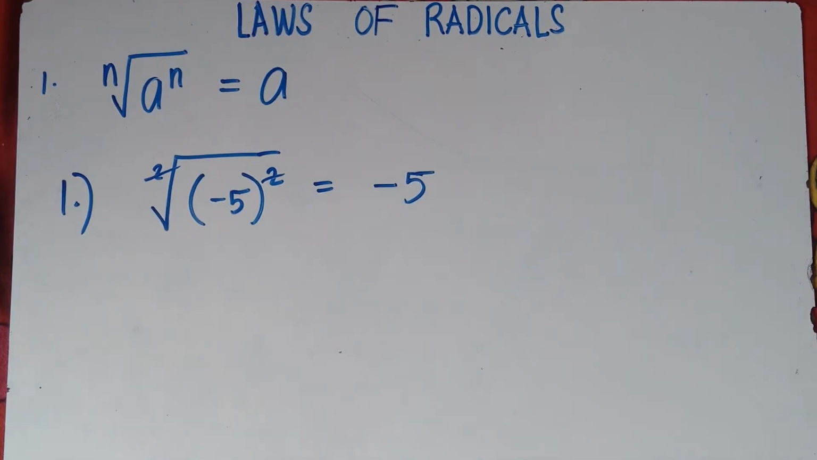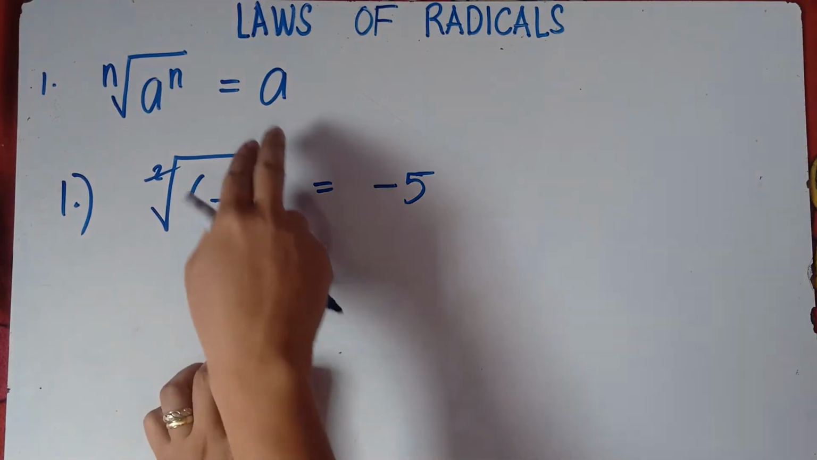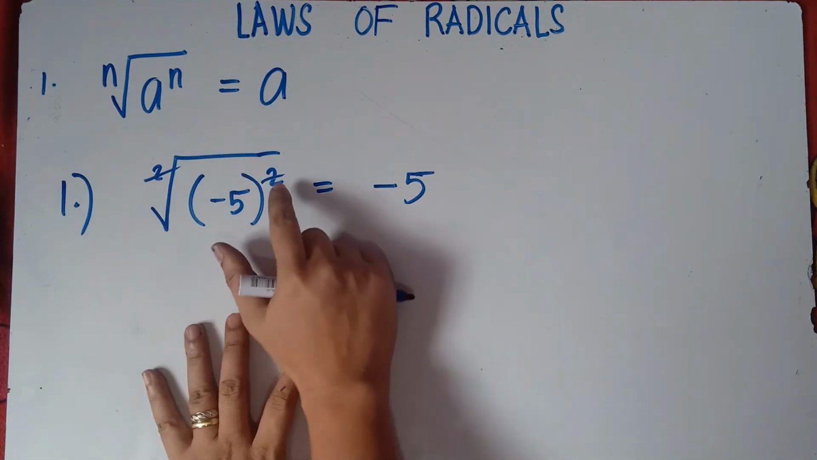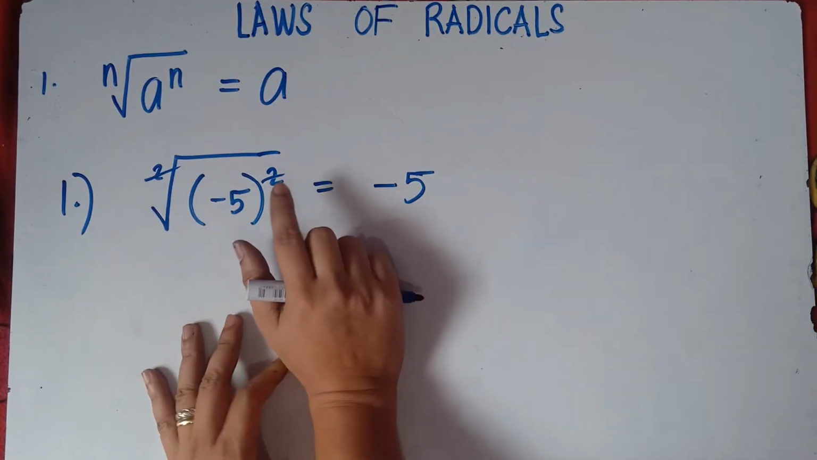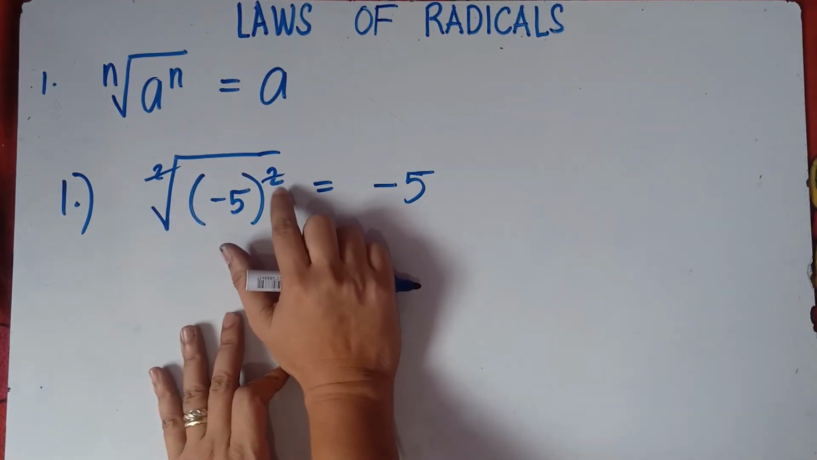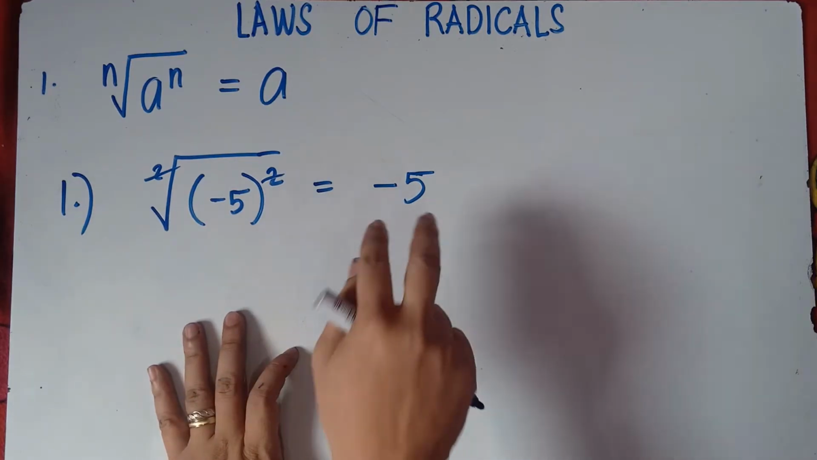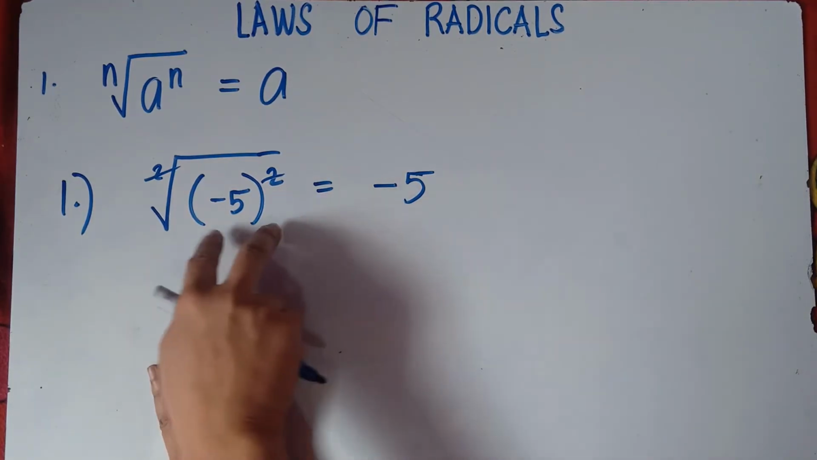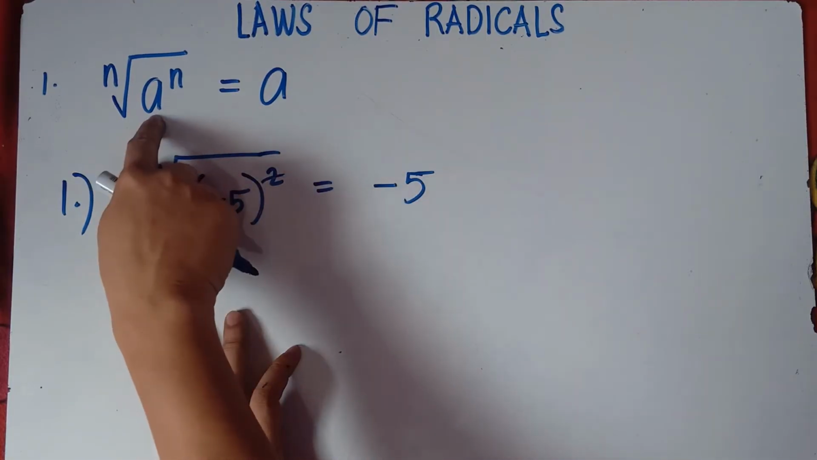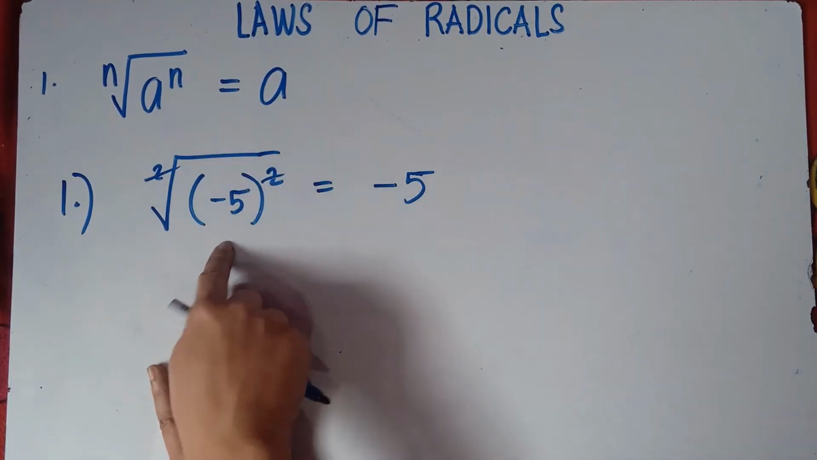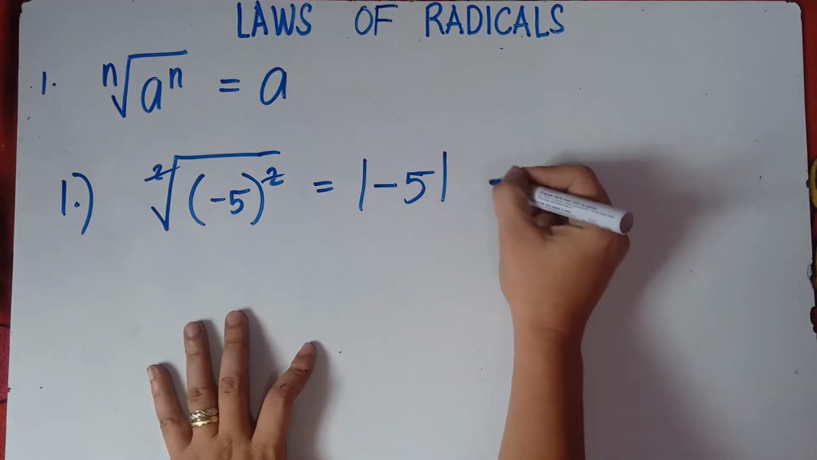But that's not your final answer, class. Always remember this one, that if a is negative, we have rules to follow. If a is negative, and then the index or the exponent is an even number, so the value of n is 2, and 2 is an even number. Therefore, our answer will be the absolute value of this particular number, the absolute value of a. Okay, our a here is negative 5. The absolute value of negative 5.